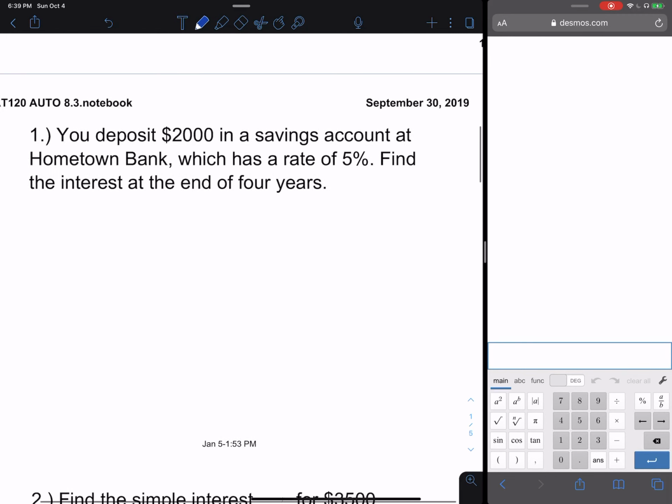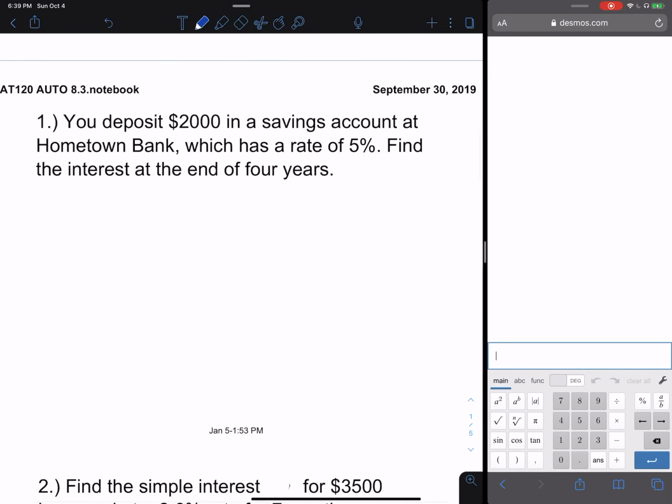If we look at number 1, it says you deposit $2,000 in a savings account at Hometown Bank, which has a rate of 5%. Find the interest at the end of 4 years. So I have the formula I equals PRT. It's the only simple interest formula we know so far. Whenever I'm starting with a formula, I'm going to write out I equals, P equals, R equals, and T equals, or whatever variables are in the problem, and break them down.